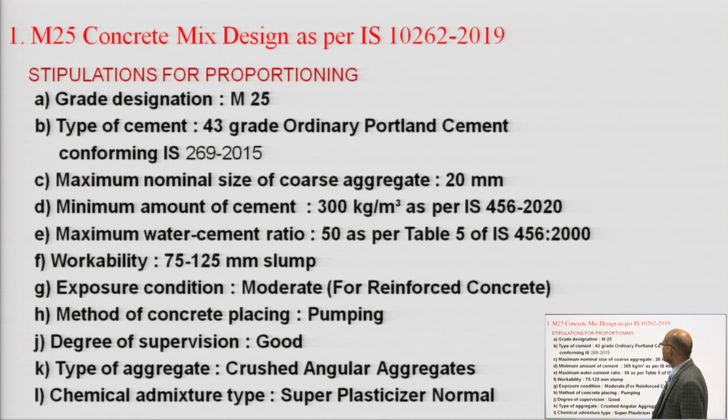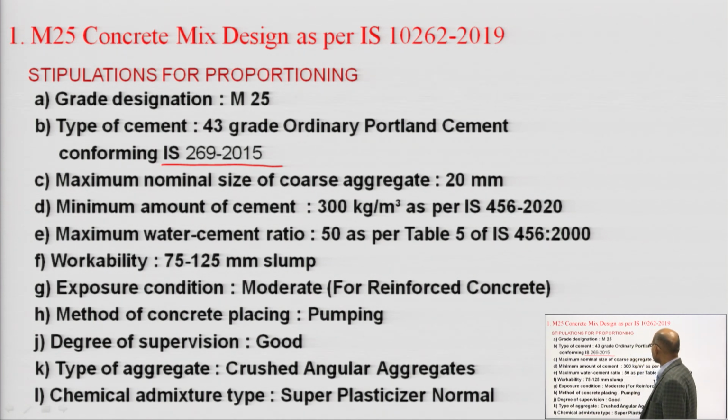So, what are the stipulations given? We need a grade designation of M25. The type of cement is 43 grade ordinary Portland cement conforming to IS 269 2015. We have different grades of ordinary Portland cement like 33 grade, 43 grade, 53 grade, 53 grade sleeper class. All these specifications have been modified in IS 269 2015. Earlier there were different codes for different ordinary Portland cements, but now they have combined all the properties in only one code, IS 269 2015. So, you are supposed to check this specification too. Whenever you get cement from the field, we have to do the testing and satisfy the requirement of 43 grade ordinary Portland cement.